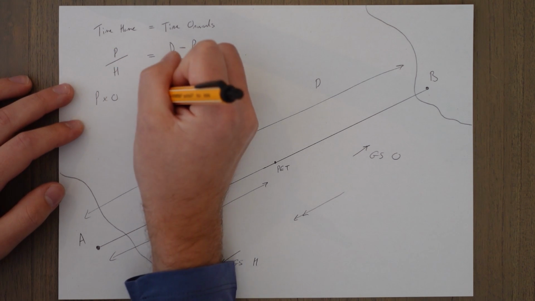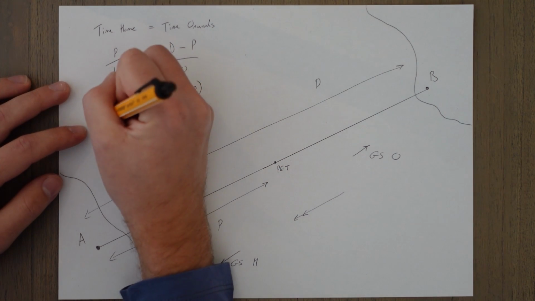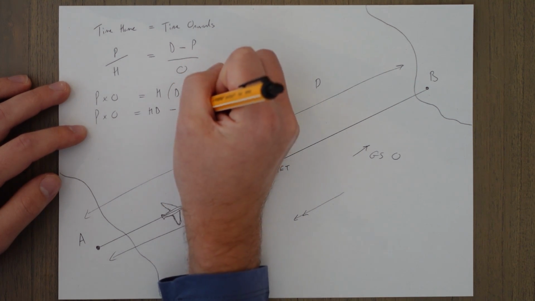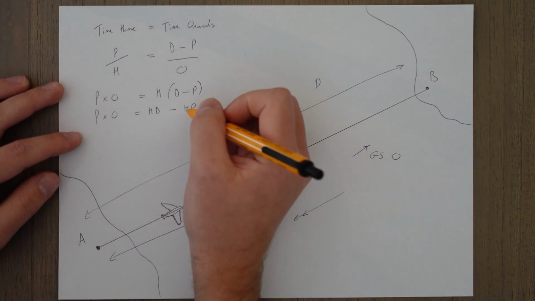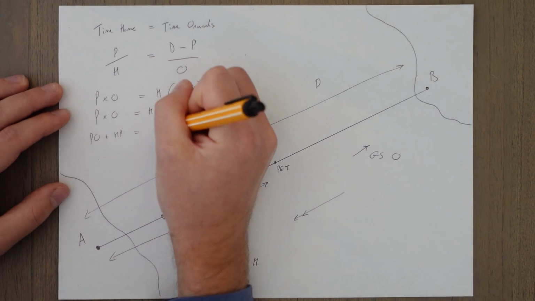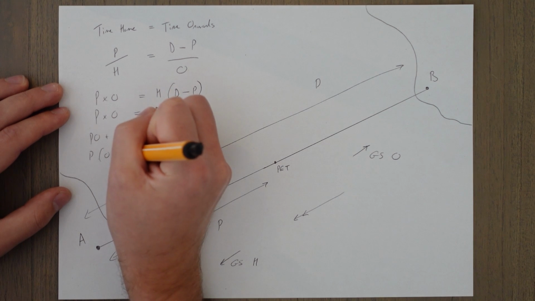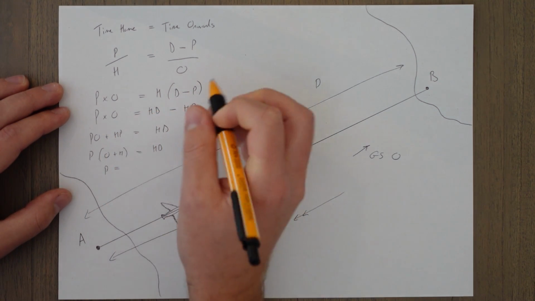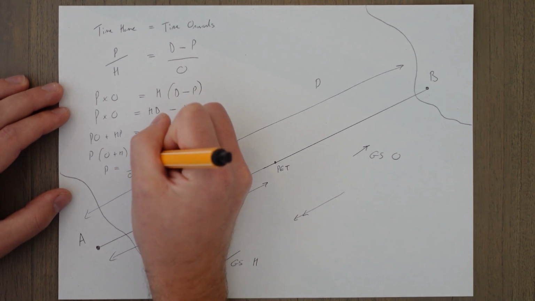P times O equals H times D minus P. Expanding that out, P times O equals HD minus HP. We can then take the H over to this side and we get PO plus HP equals HD. We want to get the P on its own, so we take the P out, P times O plus H equals HD, and then we can divide HD by O plus H.